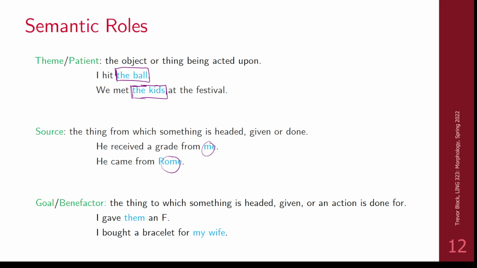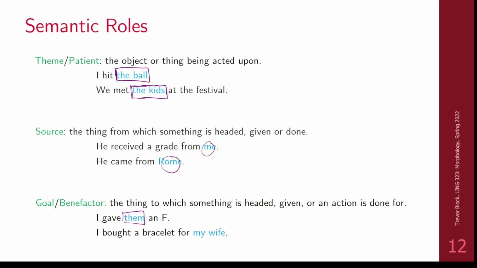And the goal or benefactor is who is getting something, who is benefiting from something, where are you going? So I gave them an F. Okay, they received it from me. Notice that this might also be considered a theme, as it could be an object here. It's the theme of the sentence. It's who you're giving things to. So an NP can have multiple semantic roles.